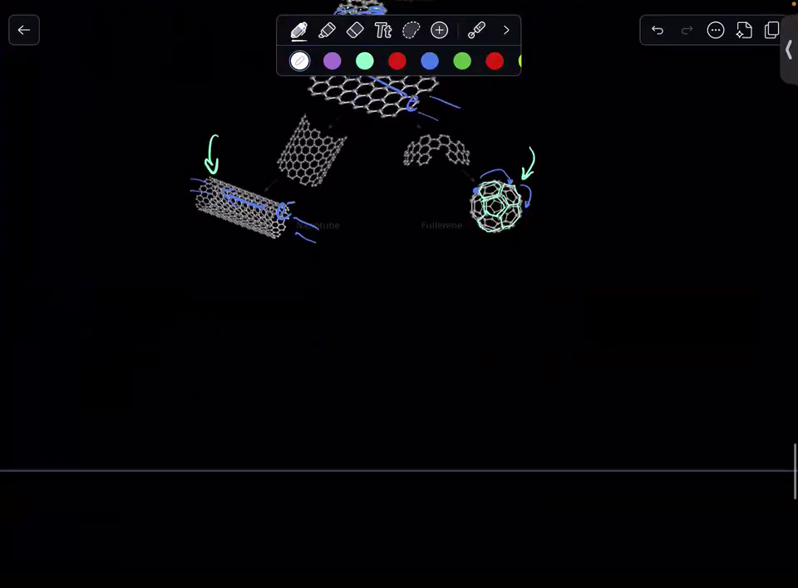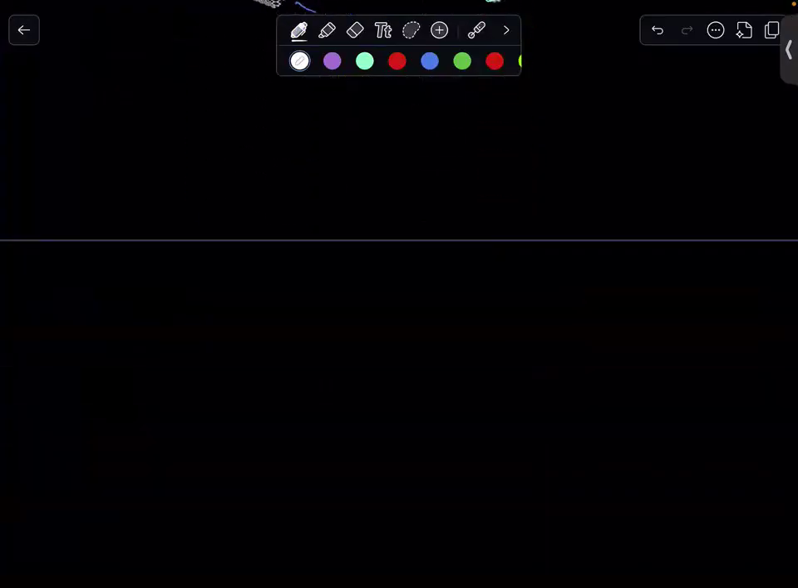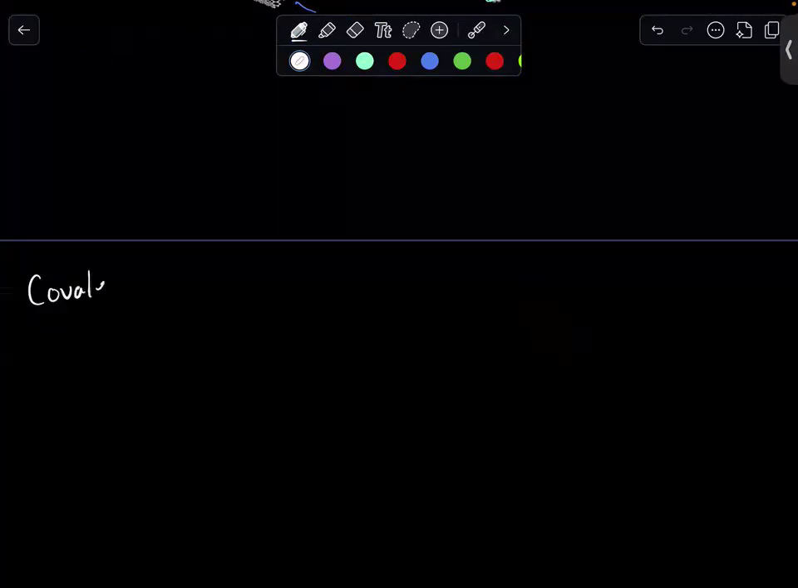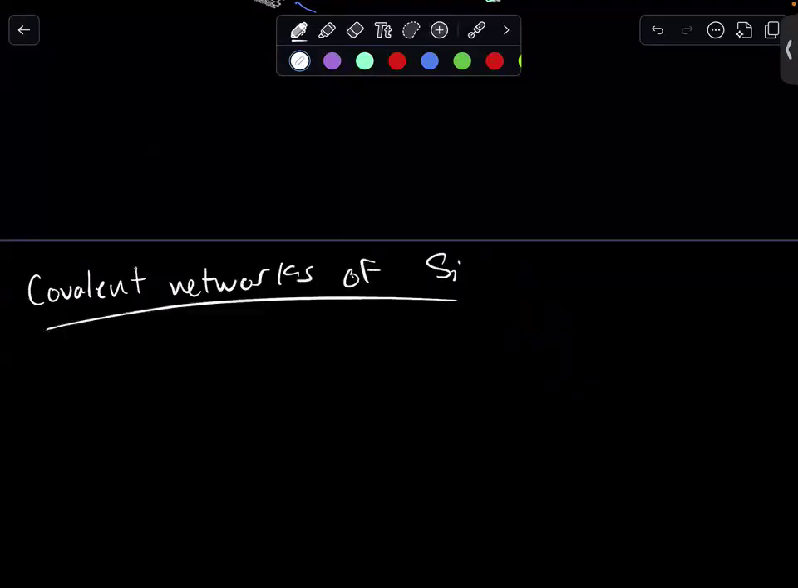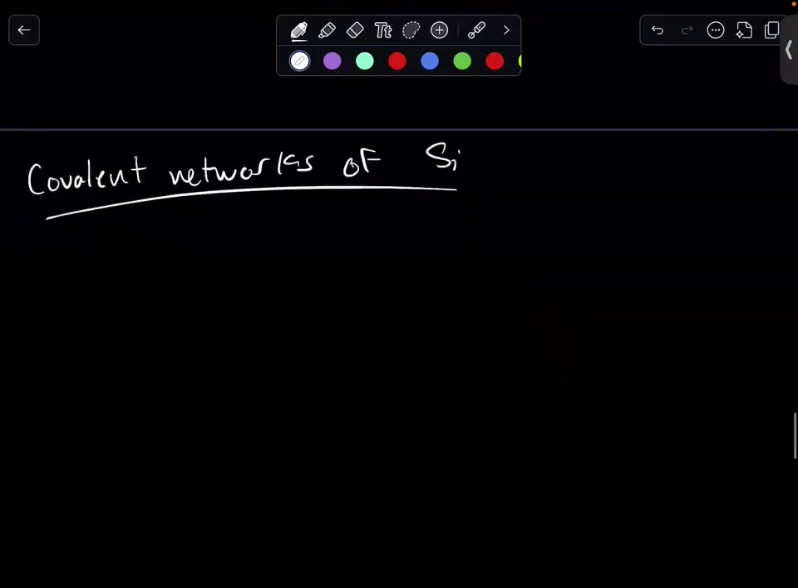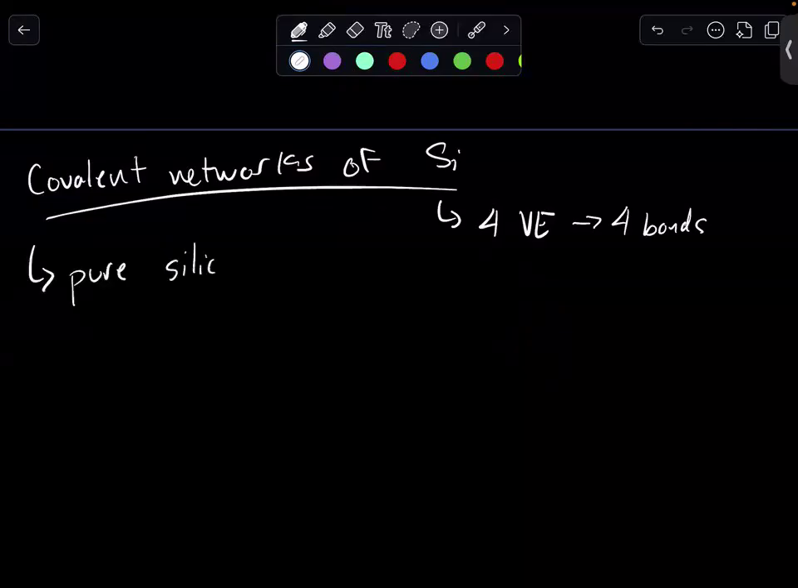What we're going to do is take a quick shift, and this is pretty much the end of the lesson, to look at covalent networks of silicon. So silicon is right under carbon on the periodic table. It also has 4 valence electrons and likes to make 4 bonds. There are 2 very specific ways that we look at silicon, and technically these are not allotropes because they come in different forms. There are different elements involved. We can either have pure silicon, which is used in computer chips.